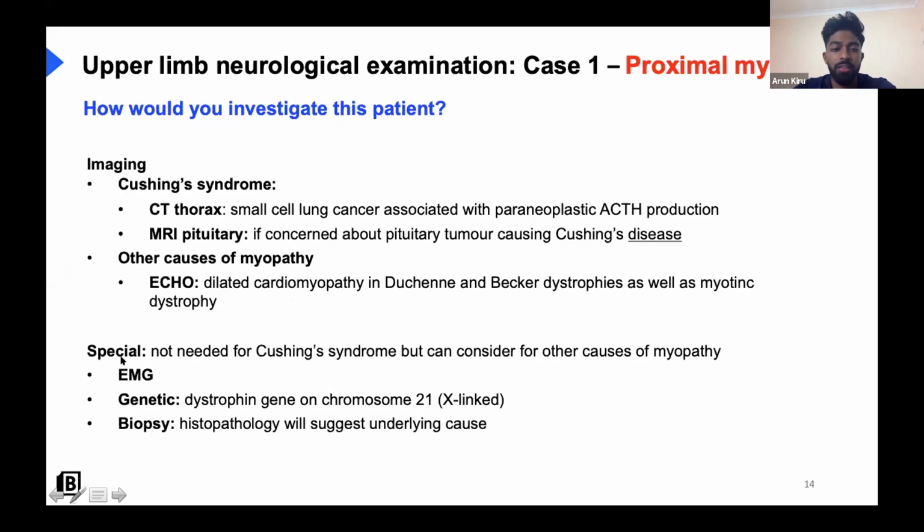And then special tests. These aren't really needed for Cushing syndrome, but once again, they help look for other causes. So an EMG, basically testing muscle function and various amplitudes, because we've got proximal myopathy. Genetic causes, so the dystrophin gene on chromosome 21 for both Becker's and Duchenne's. And then a potential biopsy, if we're worried that the muscle is potentially a tumor or something like that. So I put loads and loads of investigations there.